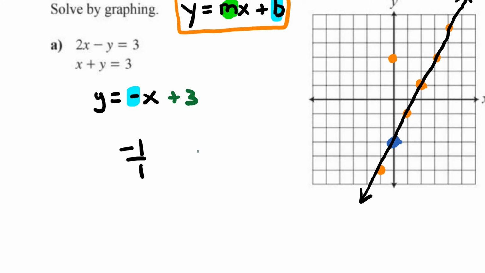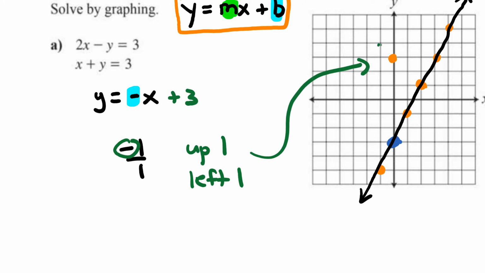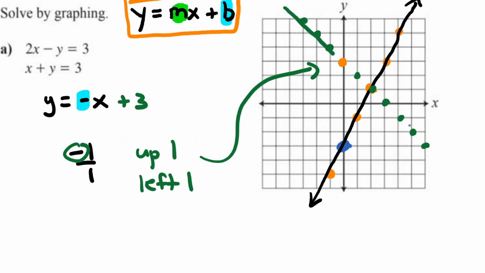And that means you go up 1. But because there's a negative sign, you'd go left 1. Right, so up 1, left 1. So if I go up 1, left 1 here, like that, right? So up 1, left 1, up 1, left 1. And then I go down 1, right 1, repeating the pattern. And there you go, there's your graph right there.